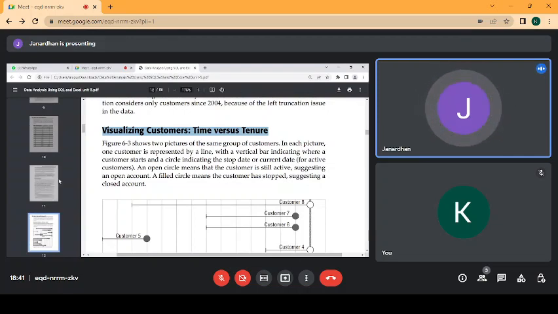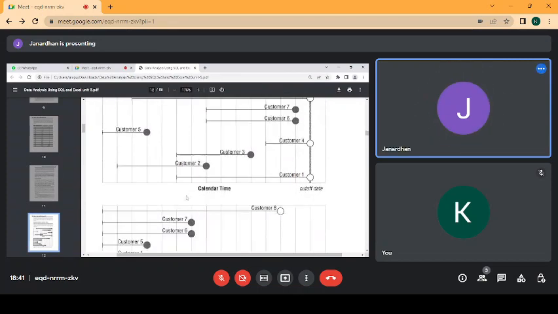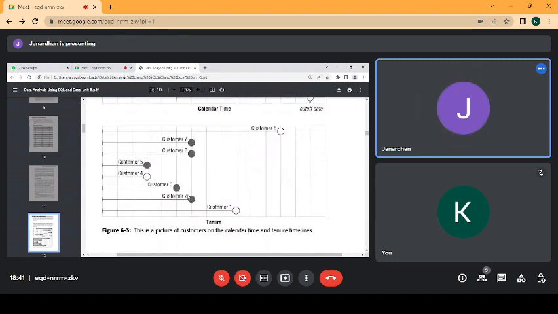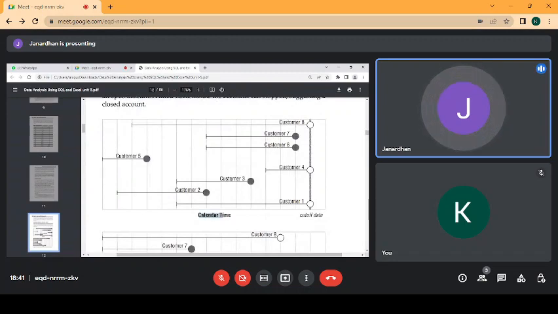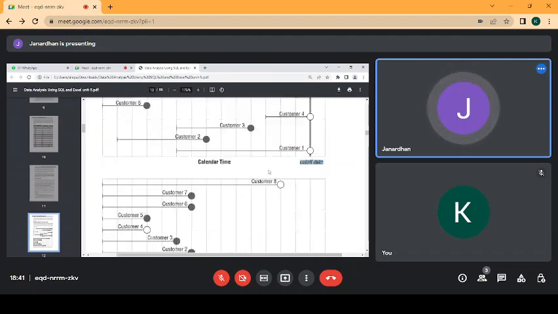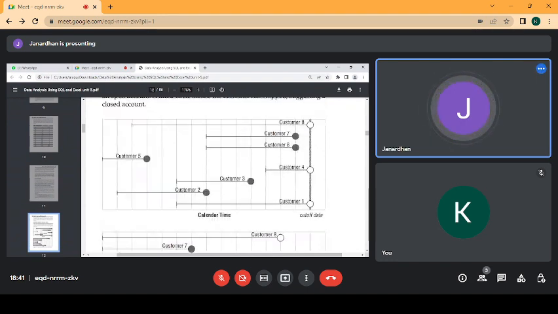Right, visualizing customers time versus tenure. From this figure 3, yes, this is the calendar time, and this is the cutoff date. So here customer 1, customer 2, customer 3, there are some points compared to the tenure. Okay, I want to explain these things.